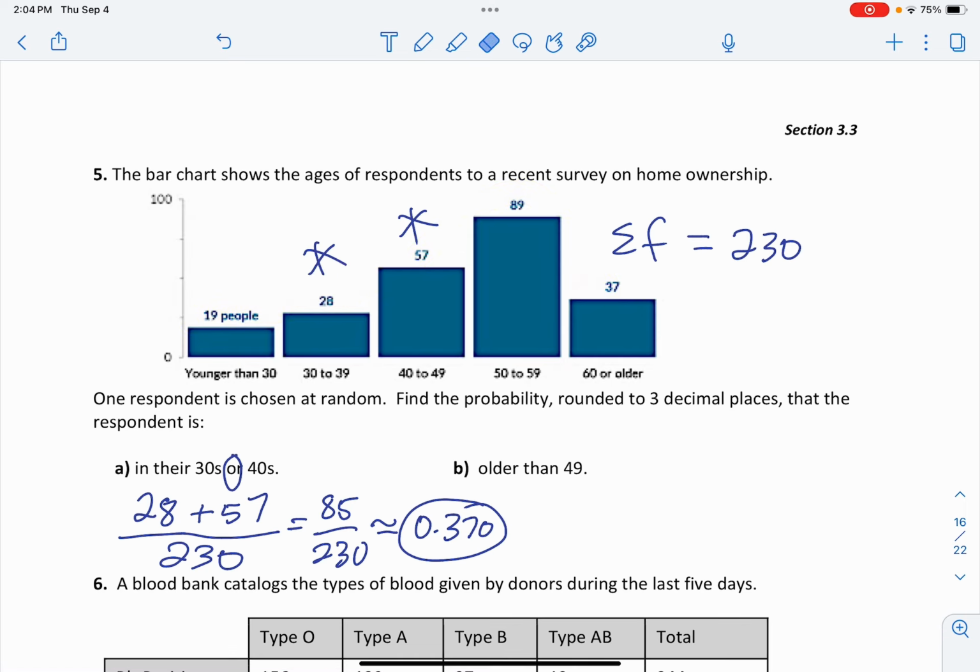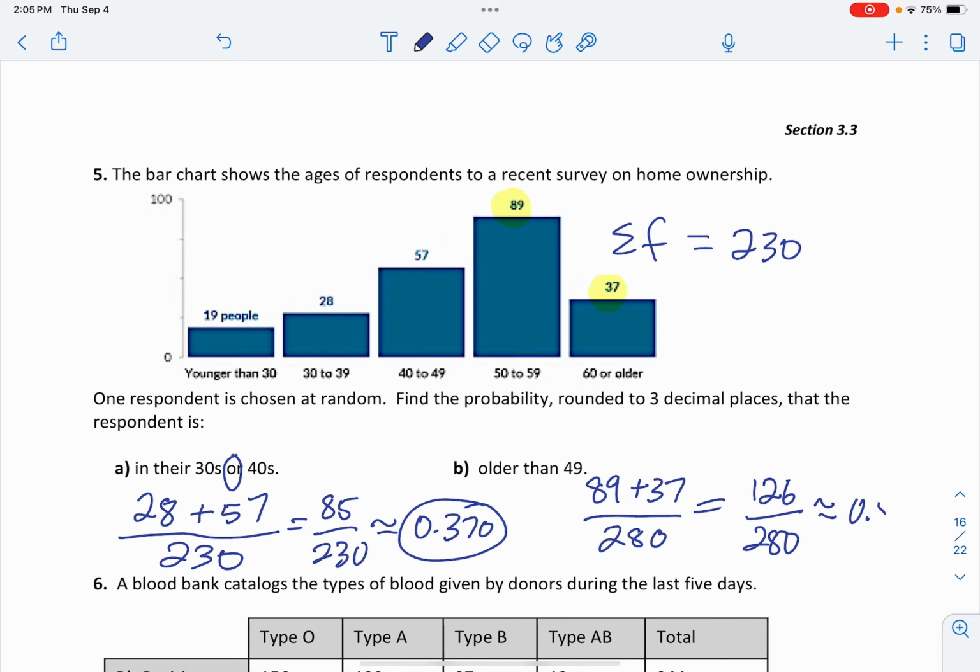Also, one note, notice we're working with mutually exclusive events, okay? Because you can't be 50 to 59 and 60 or over. So there's no overlap in these bars. So that's why we're not subtracting anything off. That's 548 on my calculator. How's that look? Looks pretty good.